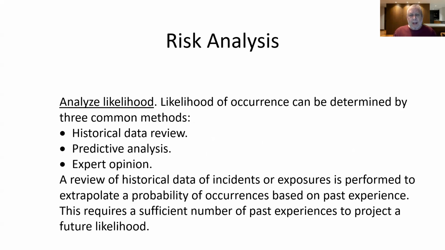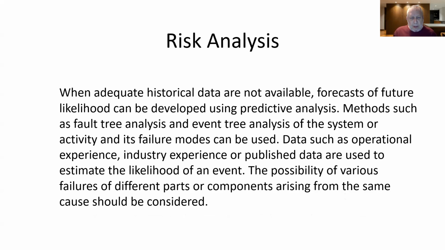Analyze likelihood. Likelihood of occurrence can be determined by three common methods: historical data review, predictive analysis, or expert opinion. A review of historical data of incidents or exposures is performed to extrapolate a probability of occurrences based on past experience. This requires a sufficient number of past experiences to project the future likelihood. Again, for historical data review, one of the most common places that we as safety professionals go is OSHA logs and workers' comp claims.